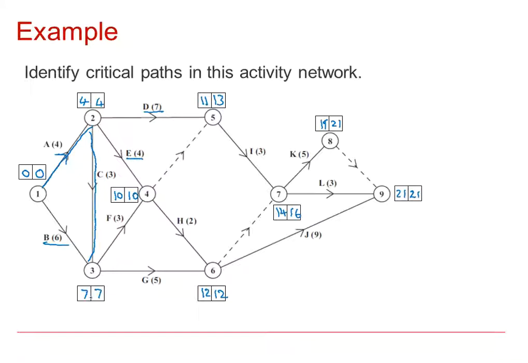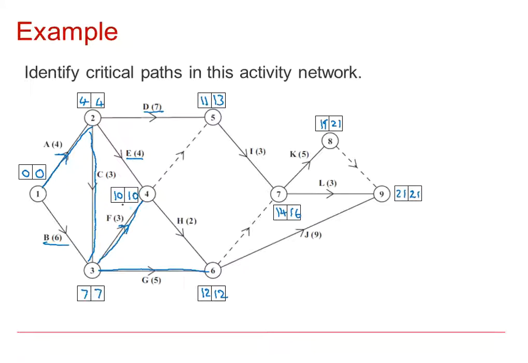F starts at 7, finishes at 10, lasts for 3 units. 10 take away 7, take away 3, is 0. So F has no flexibility and is critical. G starts at 7, finishes at 12, lasts for 5. 12 take away 7, take away 5 is 0. G is critical.